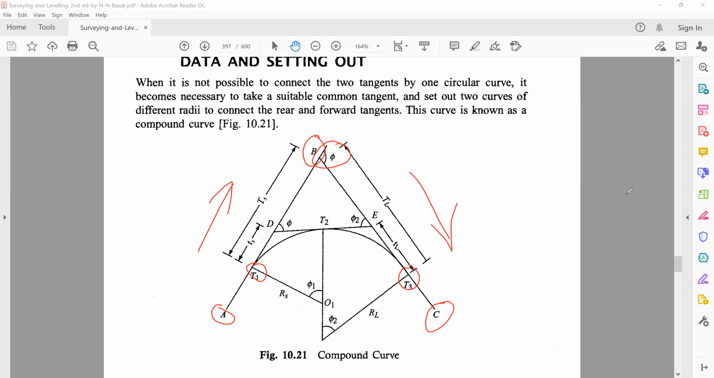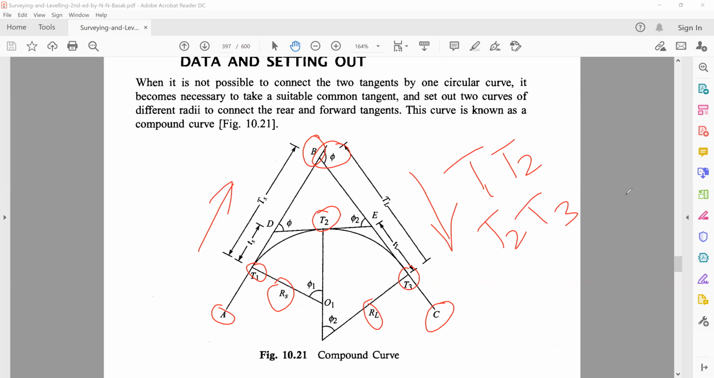and it's ending at the point T3. Now, the difference is that from the point T1 to the point T2, the radius of the curve is smaller. The radius is RS, and it's a smaller radius. And from T2 to T3, the radius is more. So basically, now we have two curves. One that goes from T1 to T2, and then we have a curve that goes from T2 to T3. And from T1 to T2, the radius remains the same, and from T2 to T3, the radius again remains the same, and it's a combination.